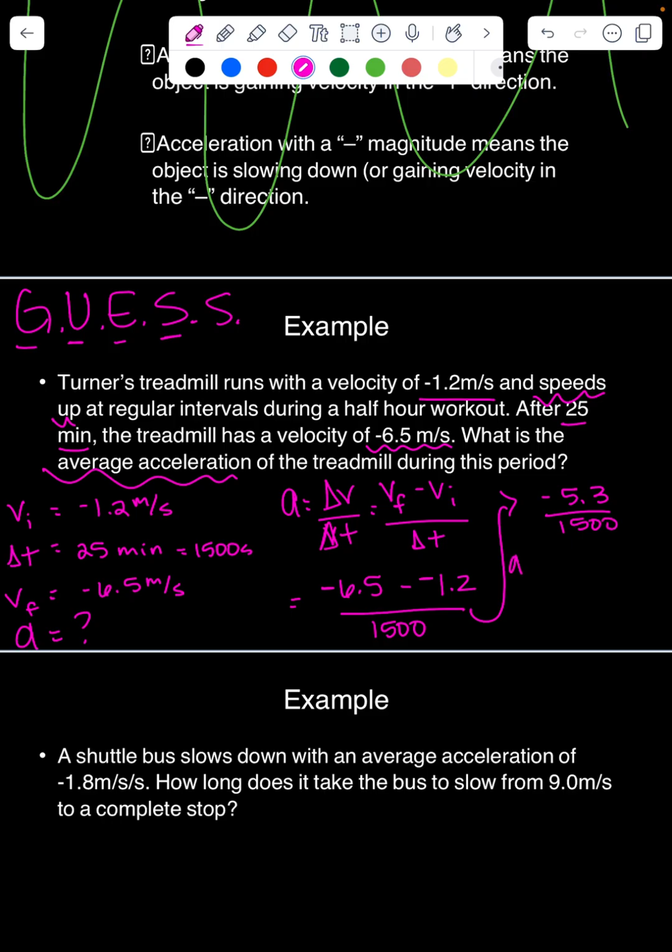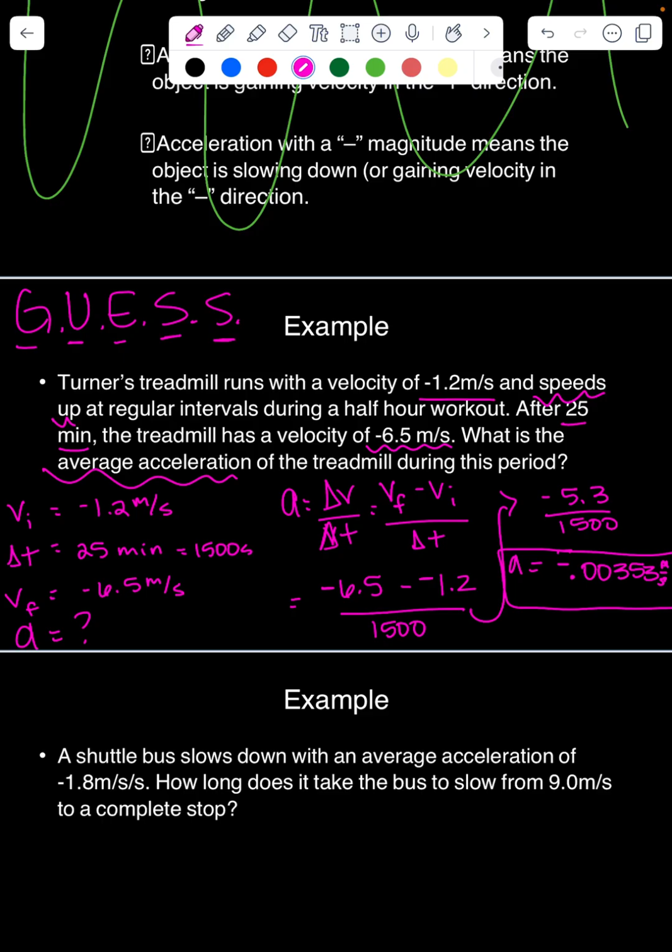And that is going to give us an average acceleration of negative 0.00353 meters per second squared. So that's what I asked you to find. I asked you to find your acceleration. But now I want you to interpret that. Like, I want you to figure out what that means. So this is our solution.